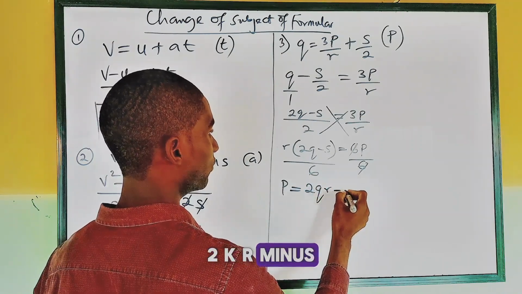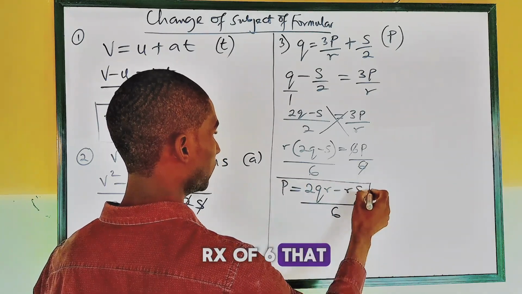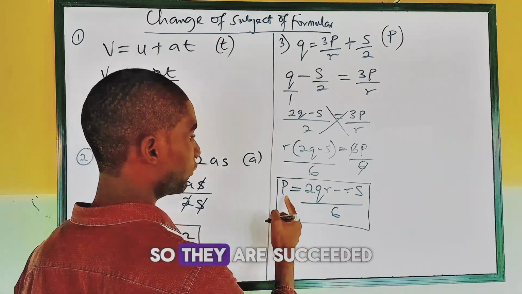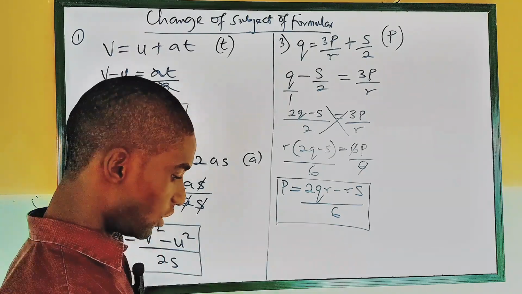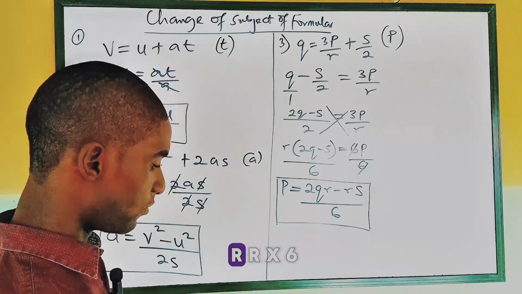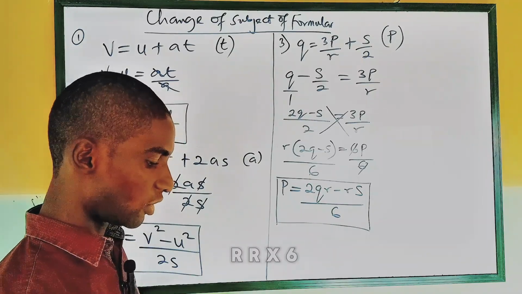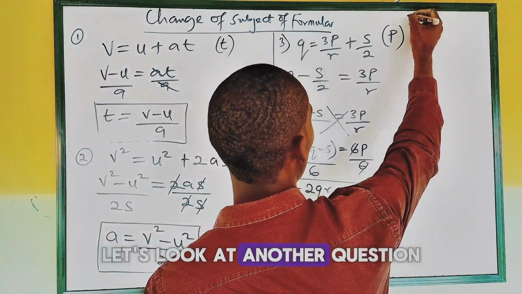2QR minus RS over 6. That is the answer. So we have succeeded in making P the subject of formula. So the answer here says P equals 2QR minus RS over 6. So that's the correct answer. Let's look at another question.